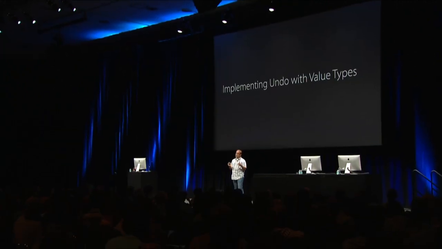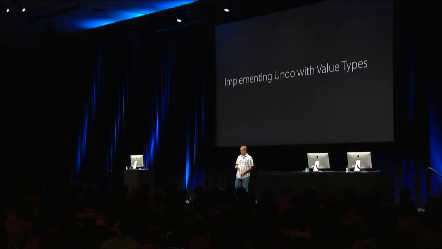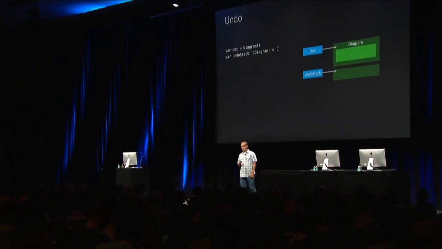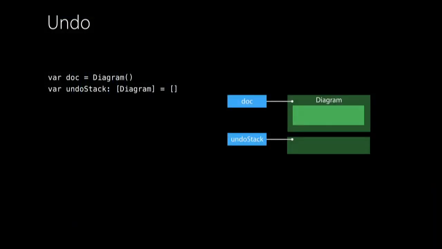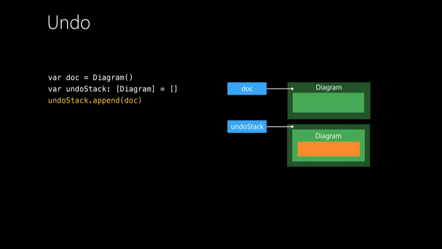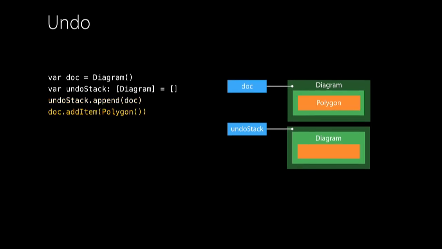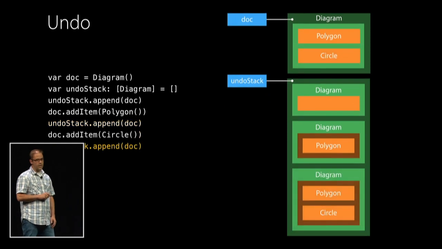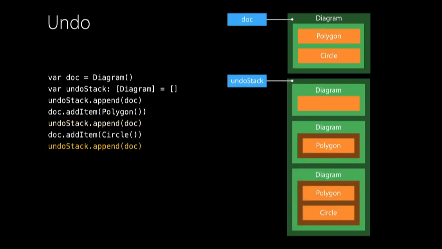So now I want to look at a really cool feature we can do now that we have a model type implemented as a value: implement an undo stack. So I'm going to create a diagram and an array of diagrams. And then with every mutation, I'm going to add my doc to my diagram array. So I create it and append. I add a polygon and append it to the undo stack. I create a circle and append that to the undo stack.